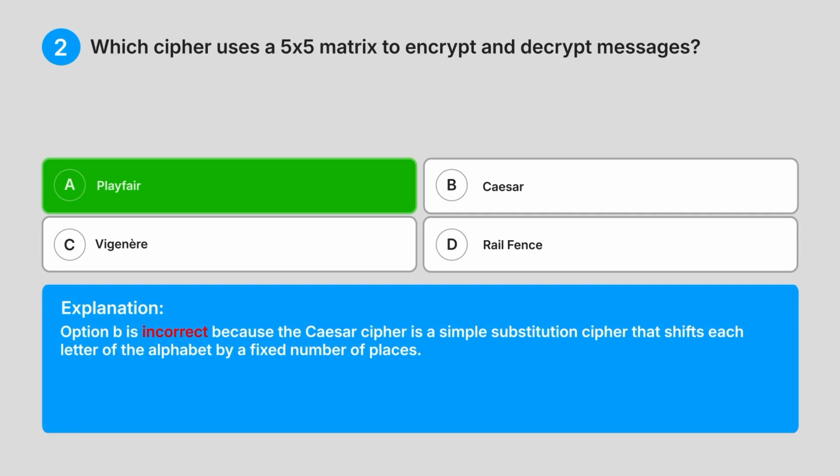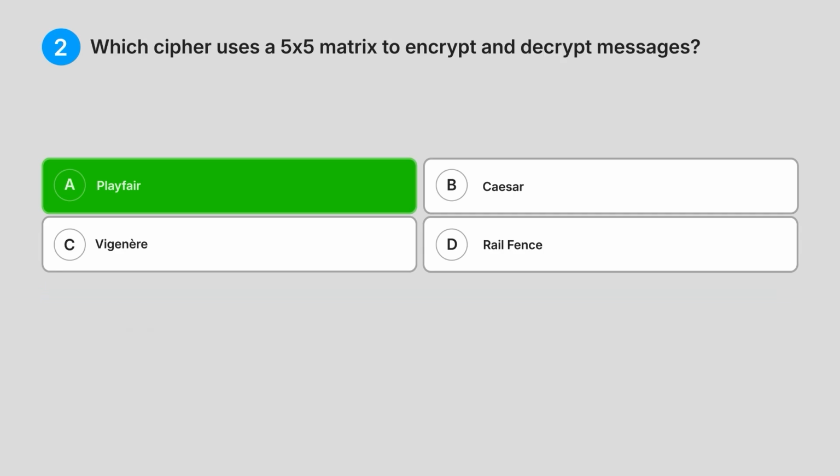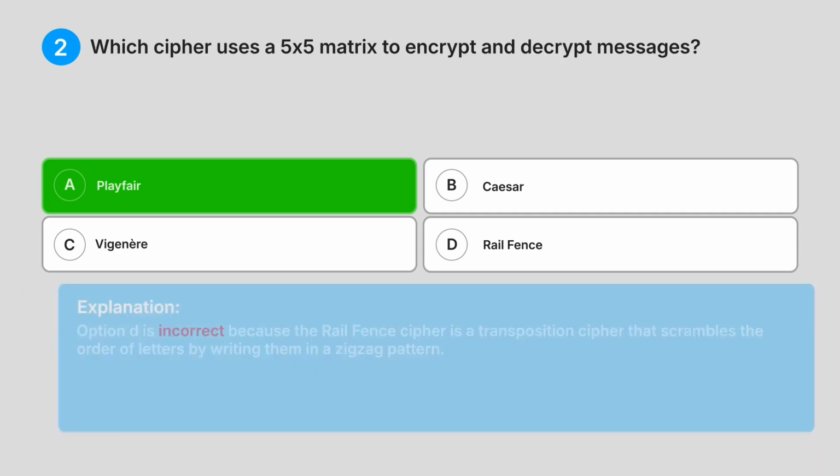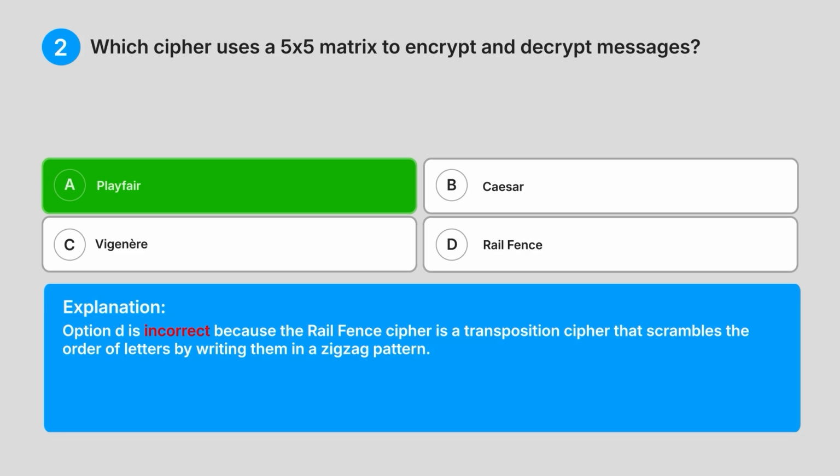Option B is incorrect because the Caesar cipher is a simple substitution cipher that shifts each letter of the alphabet by a fixed number of places. Option C is incorrect because the Vigenère cipher uses a keyword and a tabular方 to perform multiple Caesar-like shifts. Option D is incorrect because the Railfence cipher is a transposition cipher that scrambles the order of letters by writing them in a zigzag pattern.